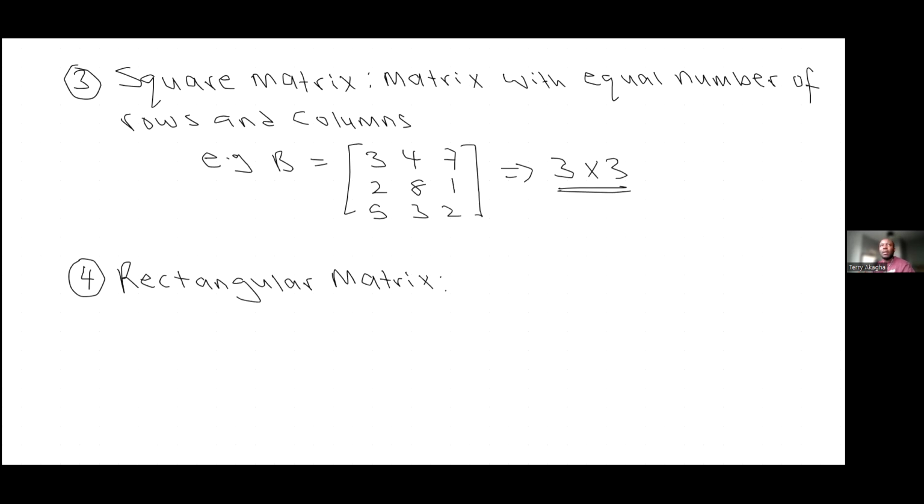Unlike a square, so remember in a rectangle, the sides are not equal. So that means the length and the breadth are not equal in a rectangle. So the same thing here. A rectangular matrix is a matrix with unequal number of rows and columns. So a matrix, okay, a matrix with unequal number of rows and columns.